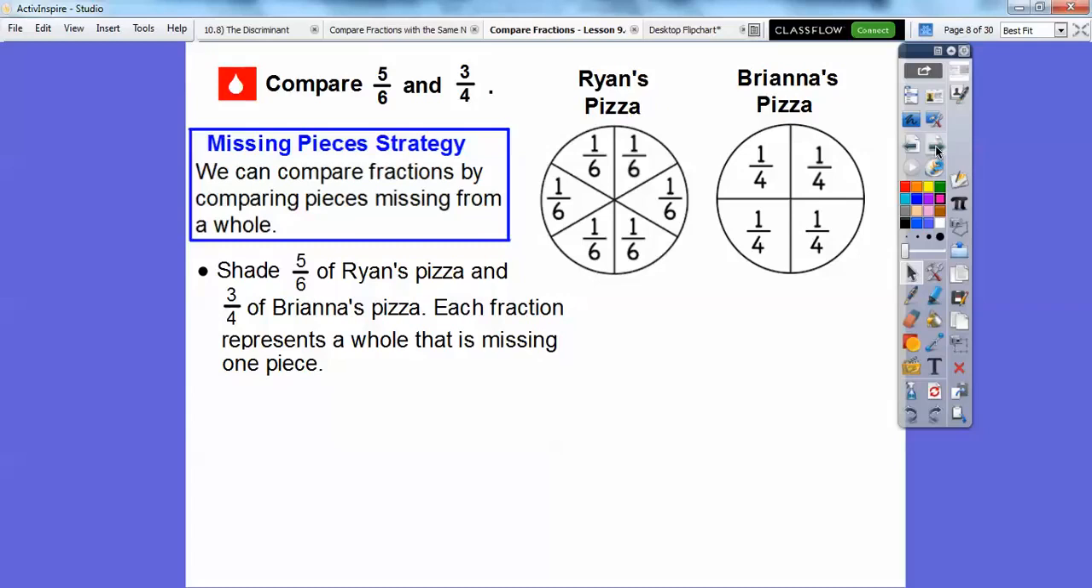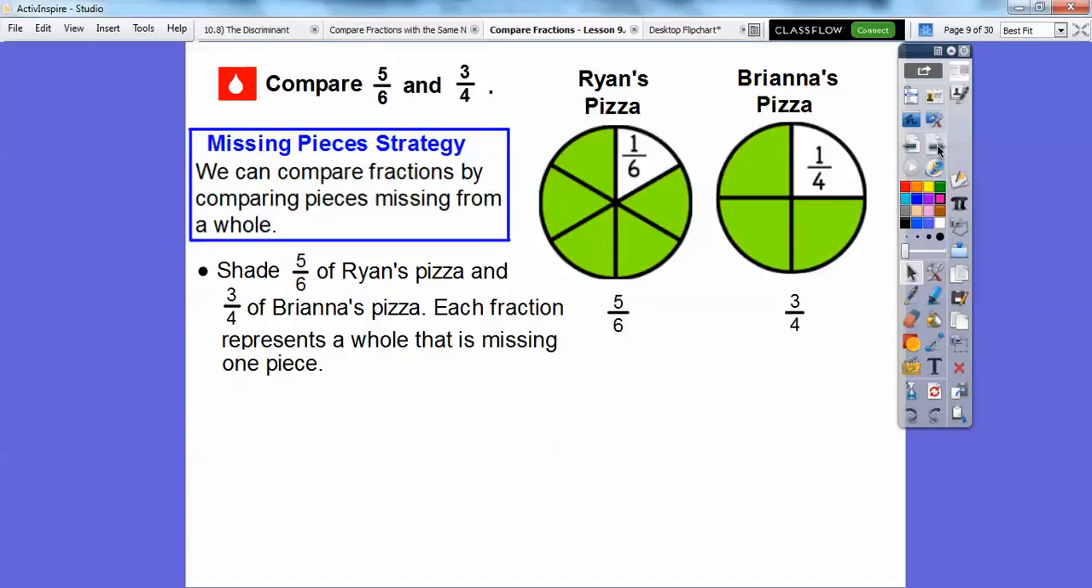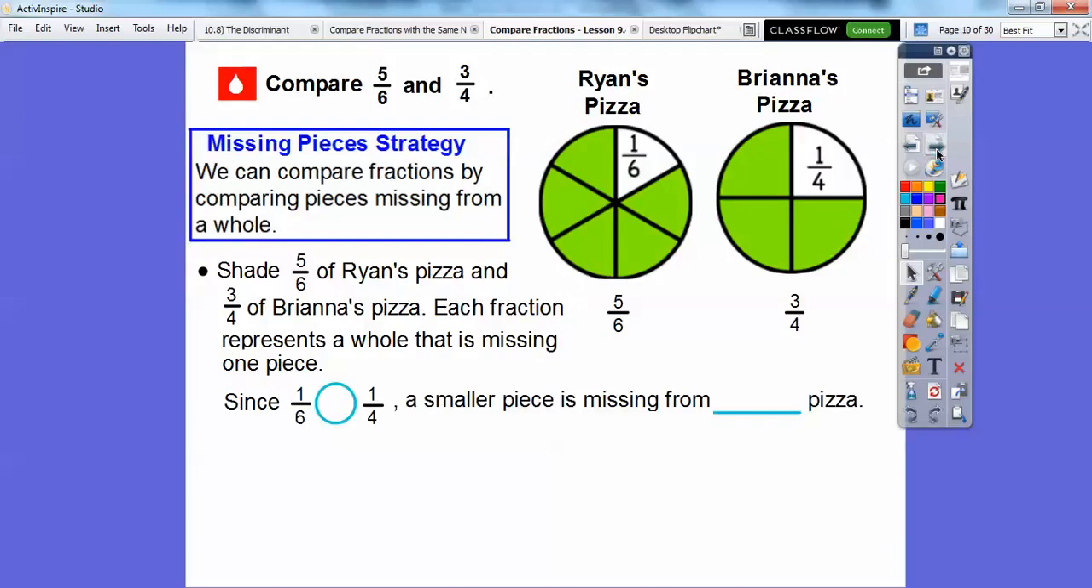Okay. So what we're going to do is shade, since Ryan has 5/6 of his pizza left, we're going to shade 5 of these 6 pieces here. And since Brianna has 3/4 of hers left, we're going to shade 3 of these 4 pieces here. Okay, and then each fraction represents a whole, and the one that's missing is right there. So here's the missing piece in Ryan's pizza, and here's the missing piece in Brianna's. And so what we're going to do is compare those sizes here.